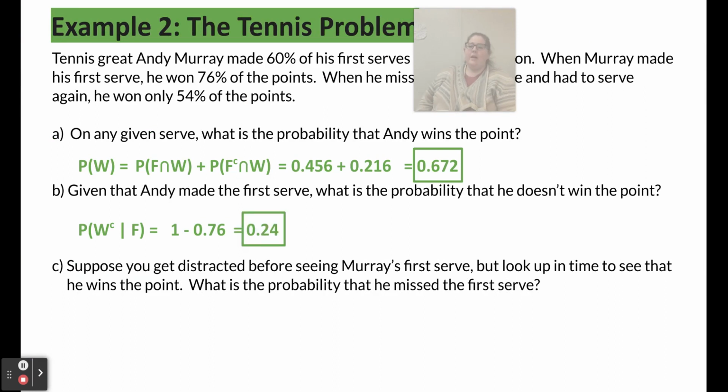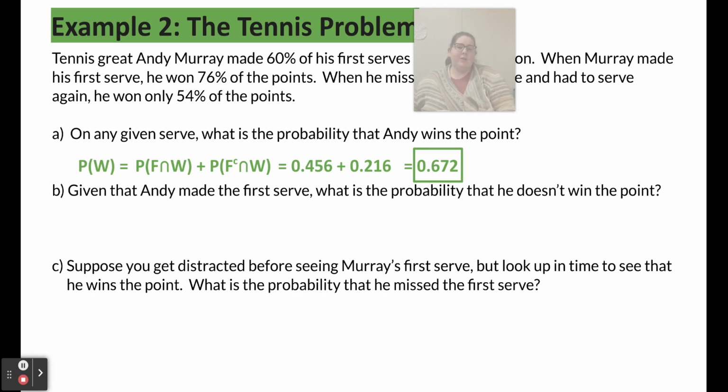So then part C, suppose you get distracted before seeing where he's first served, but you look up in time to see that he wins the point. So you know he won the point. That is given. So now it's asking what's the probability that he missed. So what's the probability that he missed given that he won the point?